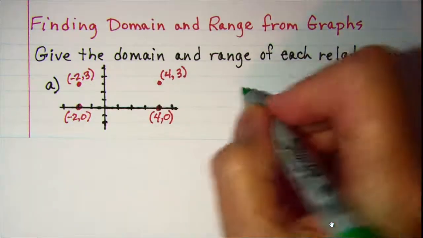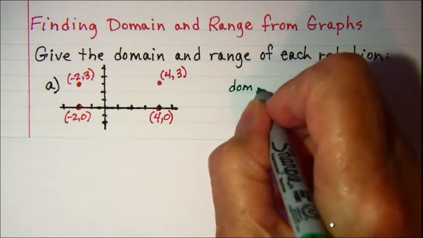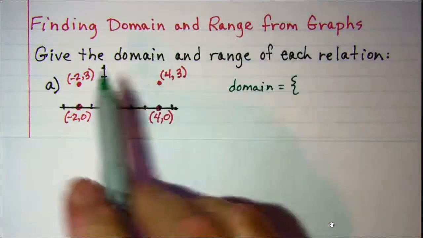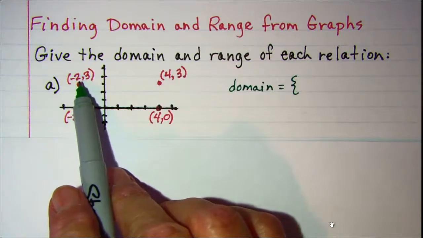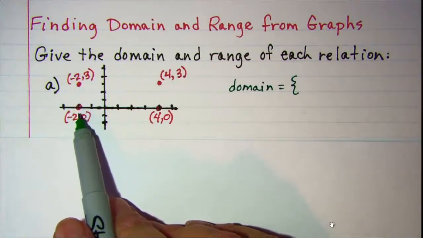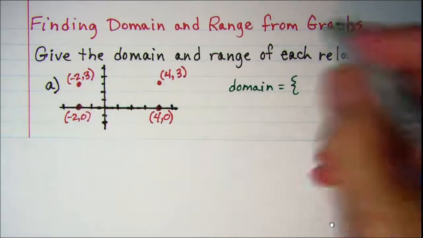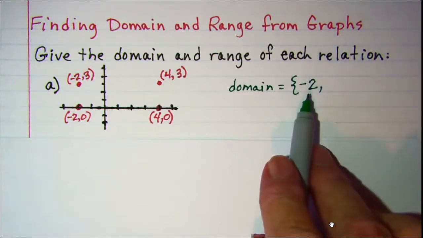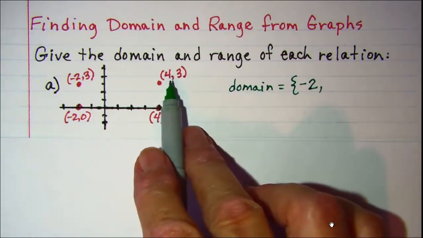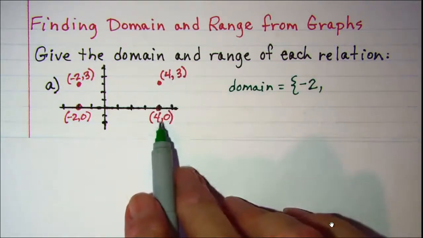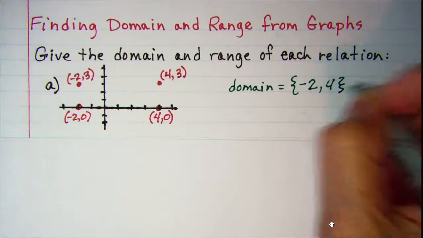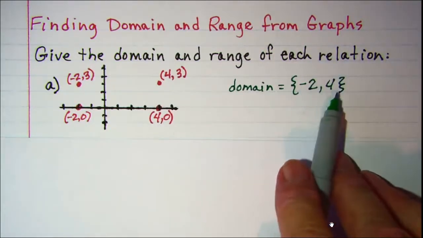And our domain, we know, is the set of all the x's. So for this ordered pair, the x value is -2. For this ordered pair, the x value is also -2. We don't repeat set elements, so we'll just list -2 once as our domain element. We also have a domain element x equal 4 here and here, so we'll only list that once. So our domain is the set {-2, 4}.